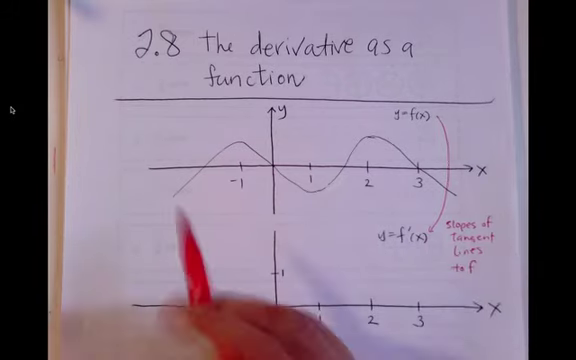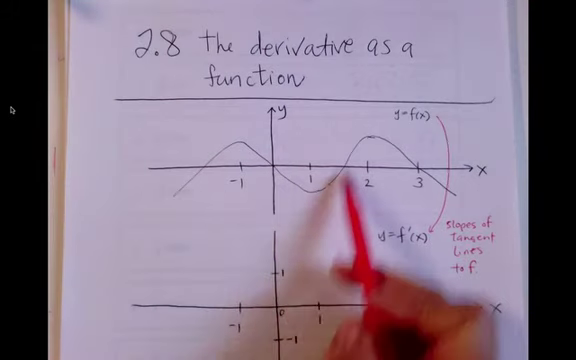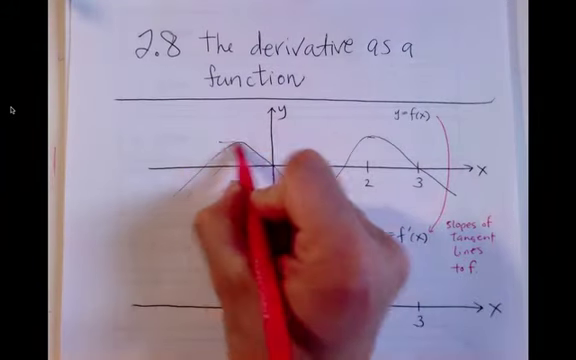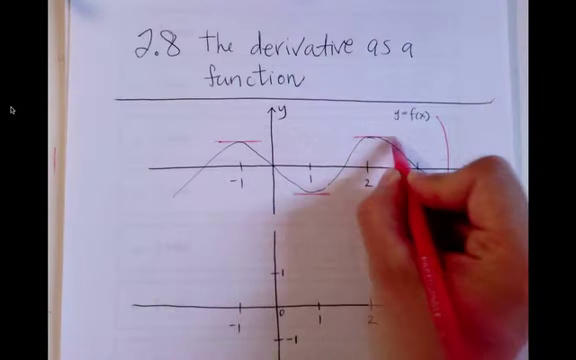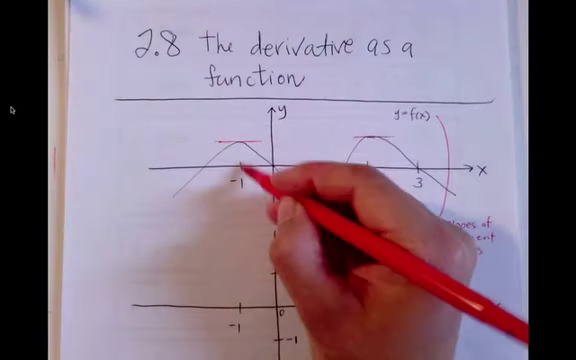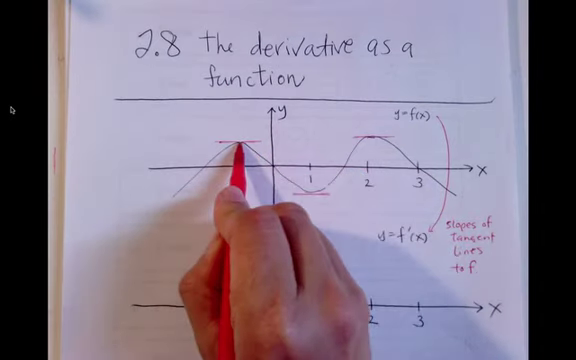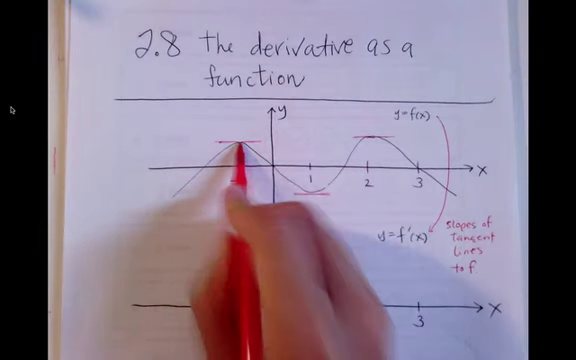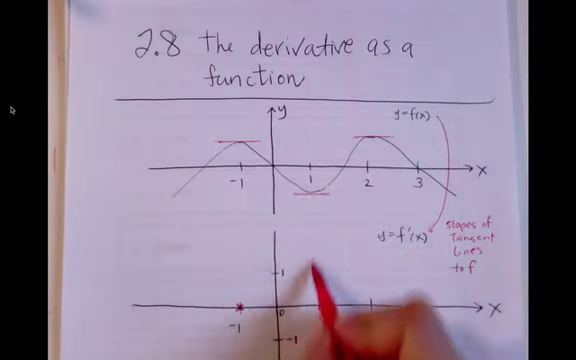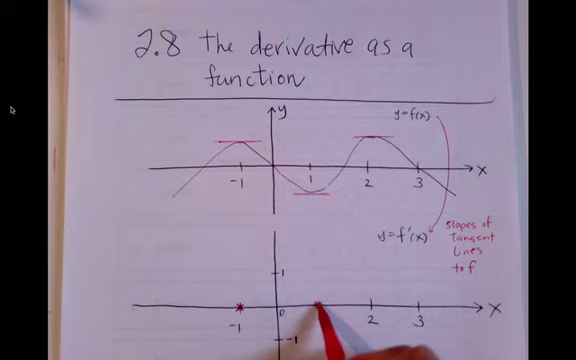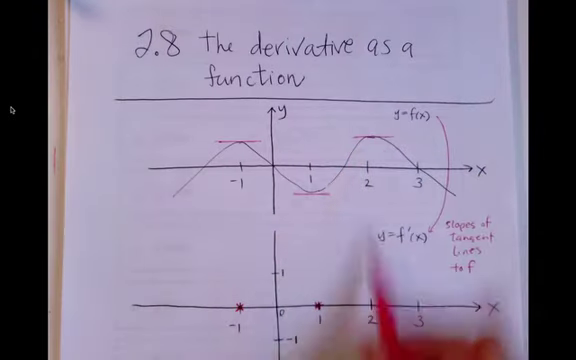The first thing I do is I look at the graph of f and I look for the horizontal tangent lines. So I see 3 of them here. This tells me that the slope of the tangent line here is 0, which means that my derivative function must pass through 0. Same thing happens over here. The derivative function must pass through 0, and same thing over here.